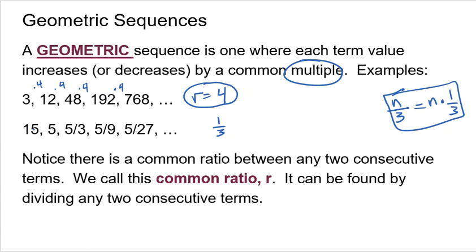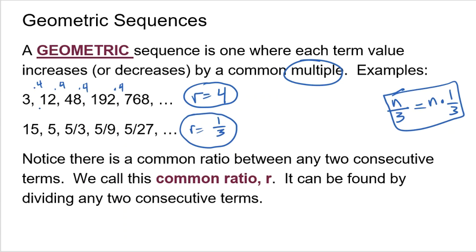Or here, 5 divided by 15 is 1/3. 5/3 divided by 5 is 1/3. 5/9 divided by 5/3 is 1/3. So that common ratio is 1/3. Just make sure when you're finding that common ratio, you are dividing any two consecutive terms. You have to divide one term by its previous term. So you can take the fourth term divided by the third term, the fifth term divided by the fourth term, or the second term divided by the first term. You have to make sure you go in that order.